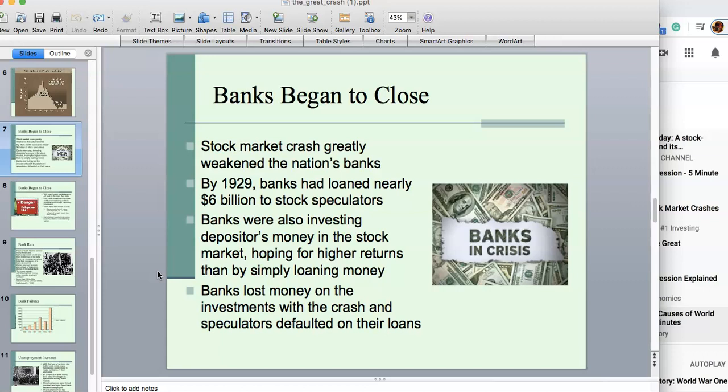and then the banks themselves are going to go bankrupt and go out of business. So that's part 1 of the stock market crash. I'll create another video to continue on with part 2.